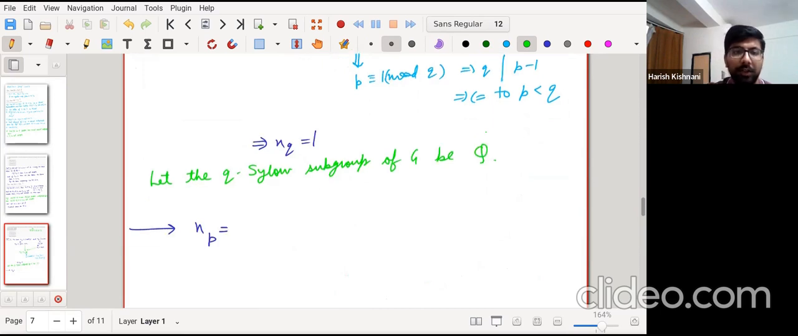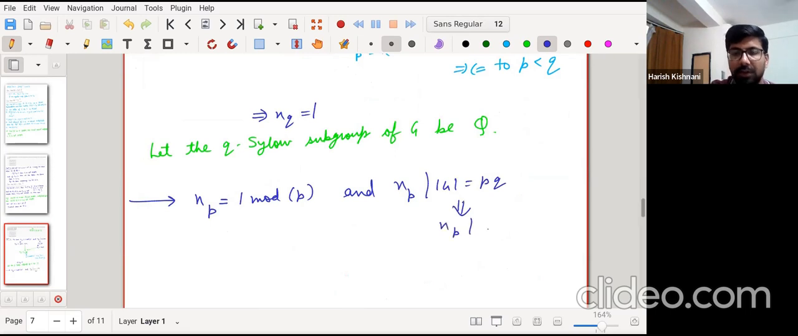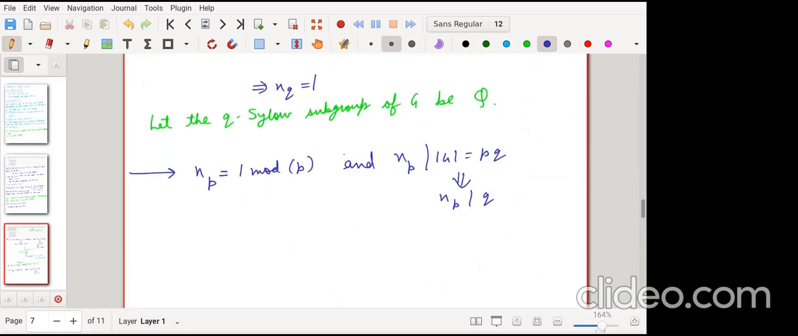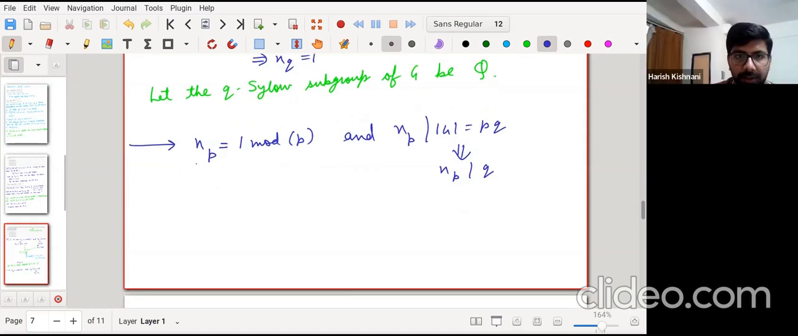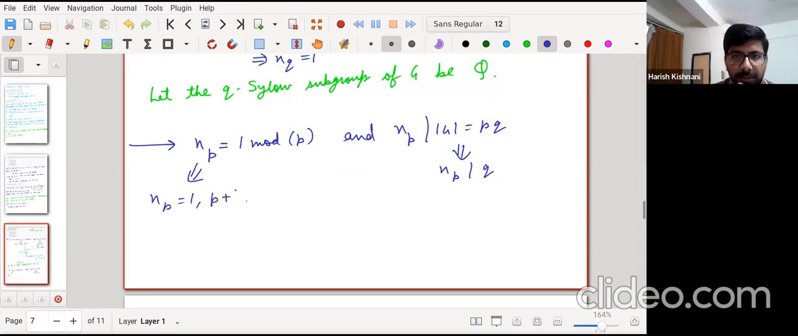So let's start the calculation for NP. NP is 1 mod P, and NP must divide the order of G, which is just PQ, and this says NP must divide Q, because NP is co-prime to P. And what are the possibilities from here? 1 and Q. First of all, let's write the possibilities in terms of 1, P plus 1, 2P plus 1, and so on.